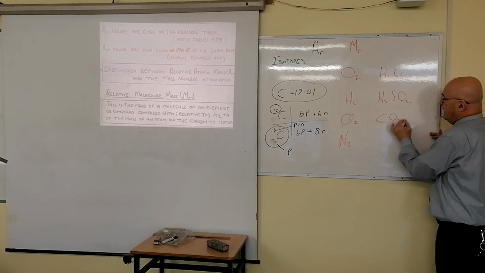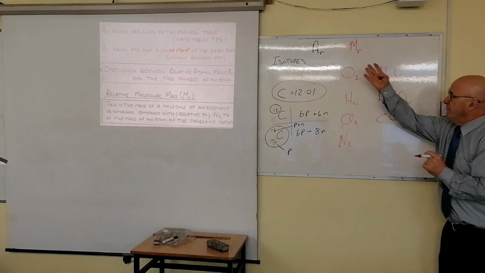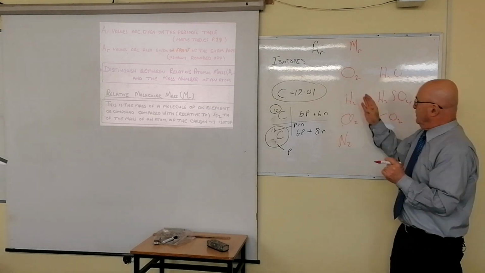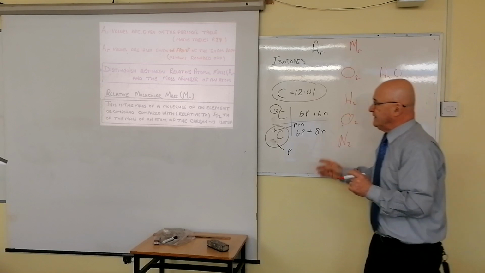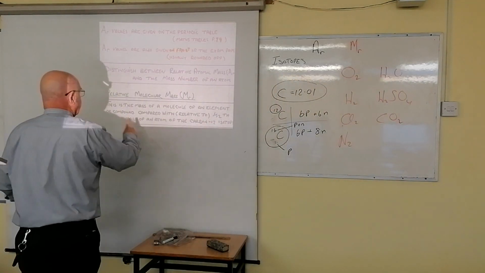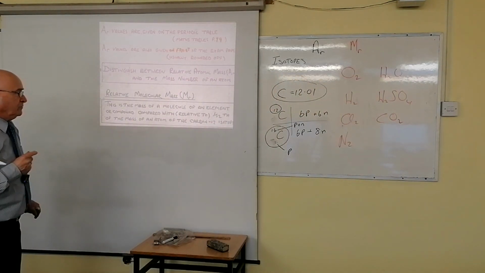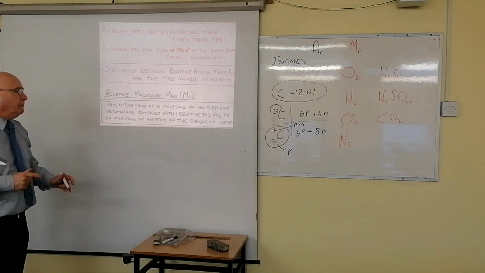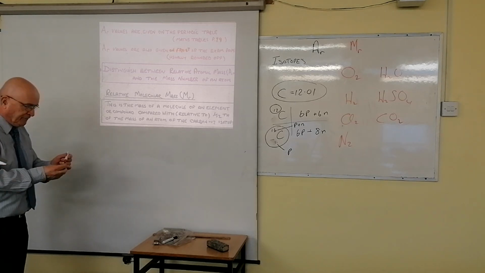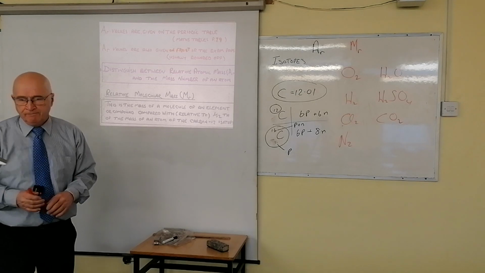There's carbon dioxide, right? They're all compounds. They're elements, they're compounds. And they're all molecules. So effectively, that's what you're dealing with. This is the mass of a molecule of an element or compound compared with or relative to 1/12 of the mass of the carbon 12 isotope.